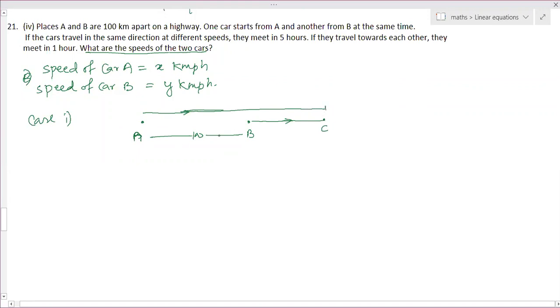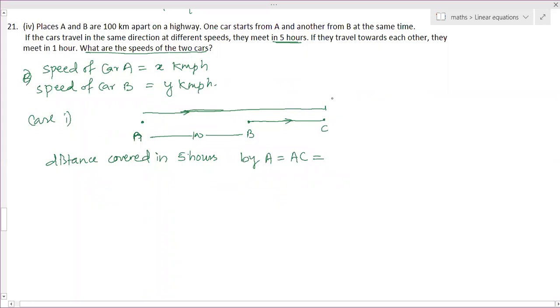So A has to travel how much distance? AC distance A has to travel, and B has to travel how much distance? BC. Okay. So now you have to calculate how much distance is traveled and how much time after that they will meet? After 5 hours. So we have to calculate the distance covered in 5 hours. Now by A, how much is the distance covered? That is AC.